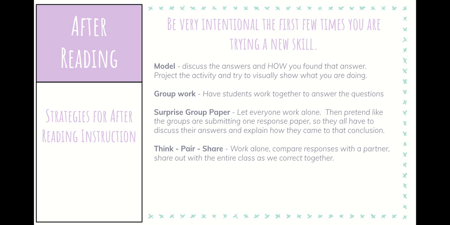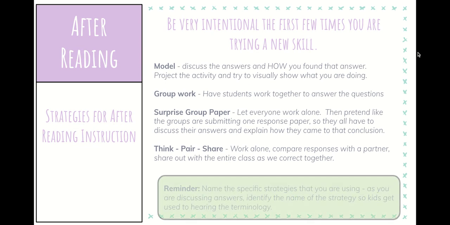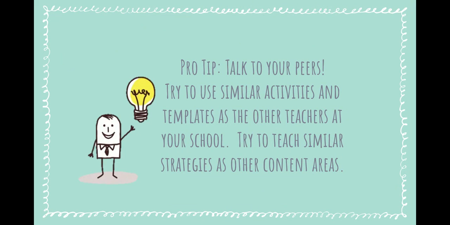And then finally, think, pair, share. This is where students work on a task alone. And then you have them partner up to compare responses and talk about things that they were confused about. And then finally, they'll share out with the entire class as we correct the activity together. And then just again, make sure you name the specific strategies that you are using. Maybe if you're asking them to preview the text or use cognates or make inferences, make sure you specifically reference them as you're discussing the answer, so that the kids get used to hearing the terminology.